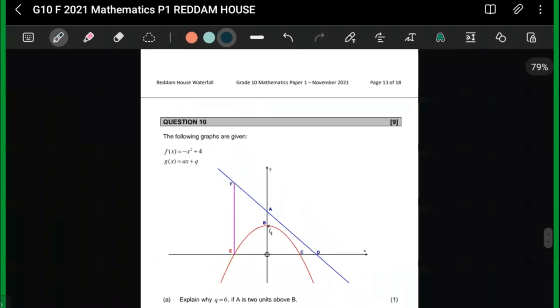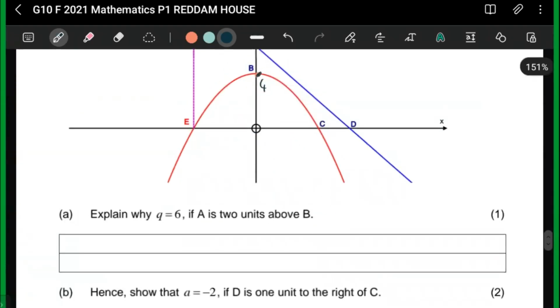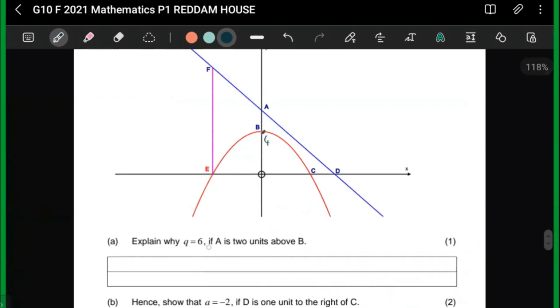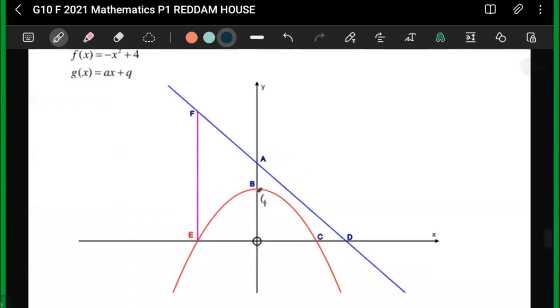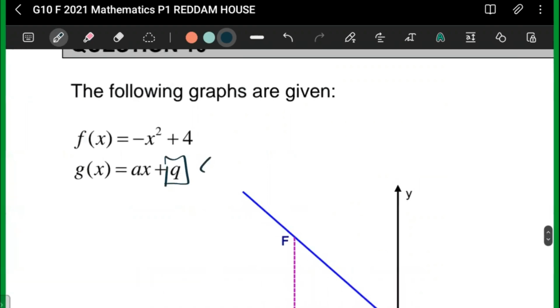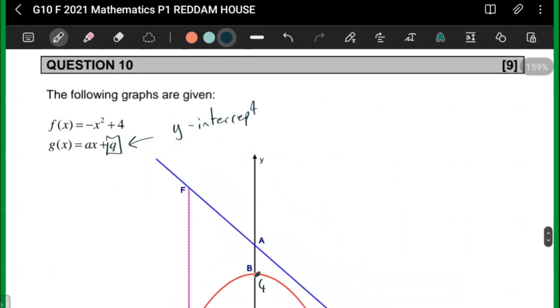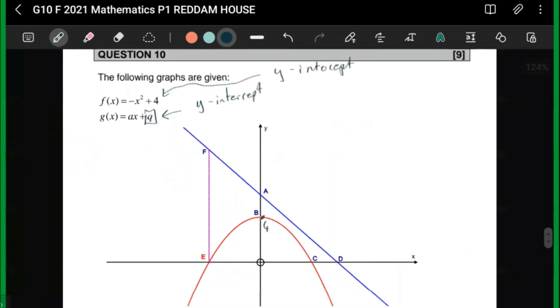For 1 mark, they said, explain why Q is a 6 if A is 2 units above B. So you see why we need to know why this is a 4. You firstly have to know what Q is. Q is the y-intercept of the straight line graph. What you also then need to know is that this is also the y-intercept of the parabola.